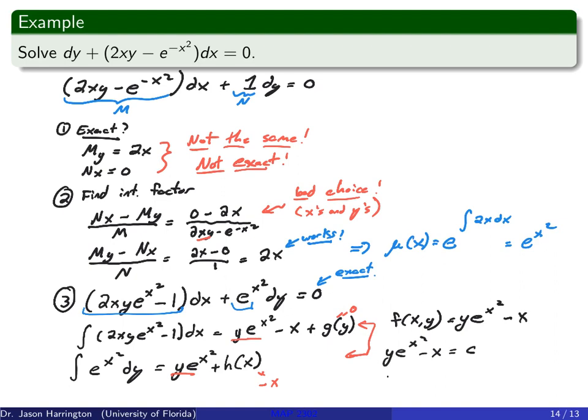If I solve for y now, that's just going to be x plus c, and then I multiply that through by those terms there. So y is just e to the negative x squared times x plus a constant. And that is what we should have for our ODE solution.